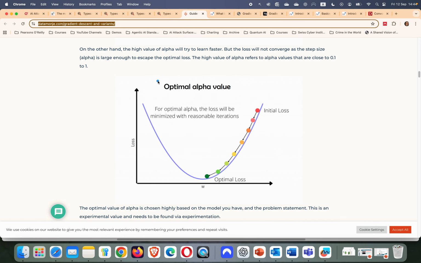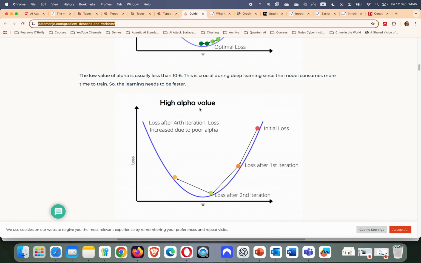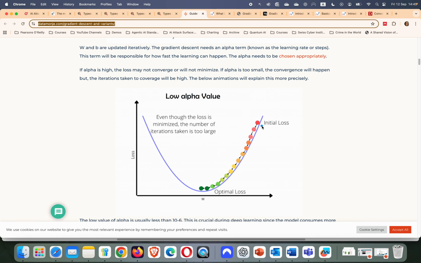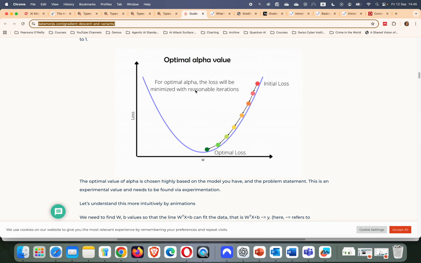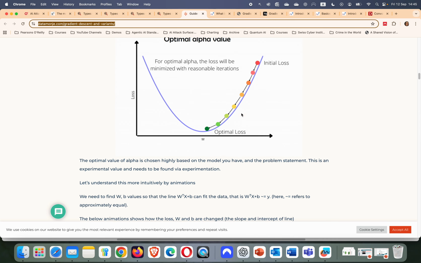Then you have the optimal alpha value, where the loss is minimized with reasonable iterations. So here you would have, let's say, more proportionate iterations. So that's 3, 4, 5, 6, 7, 8. Only 8 iterations. And in the first one, as you can see, we had a lot more than 8. So that's why this was not the ideal solution. So this is the optimal alpha value.